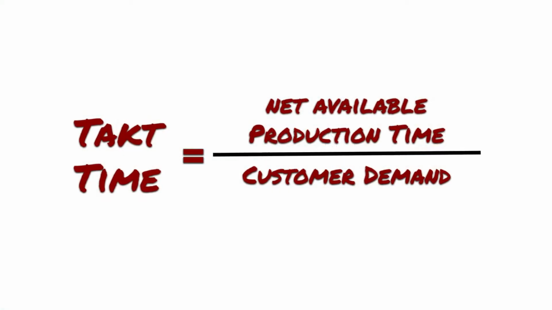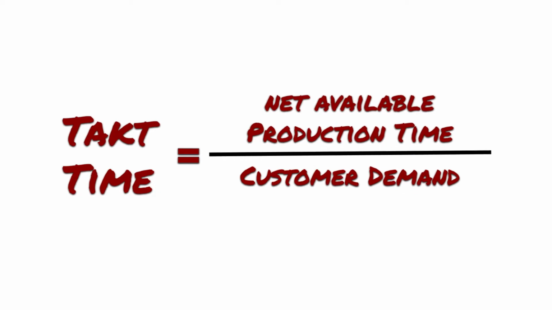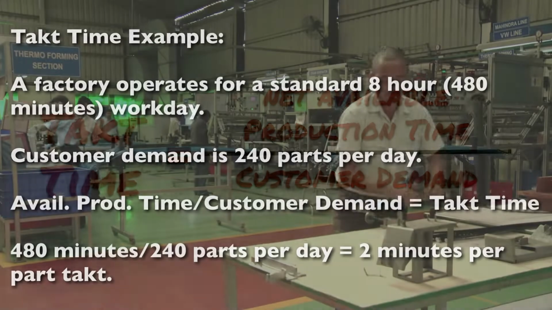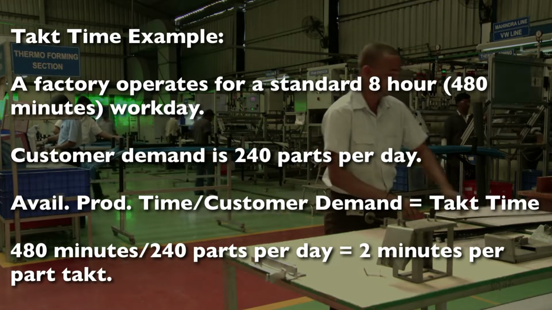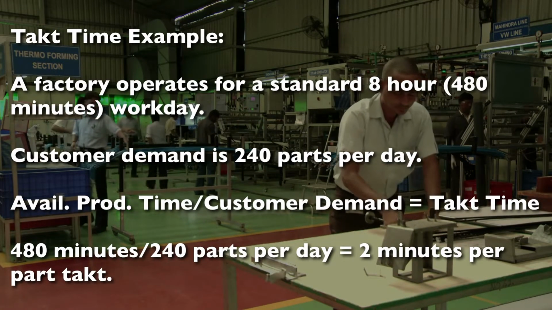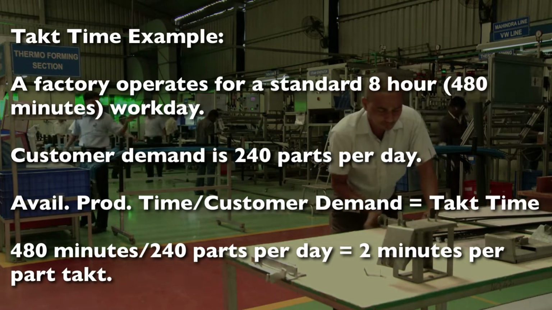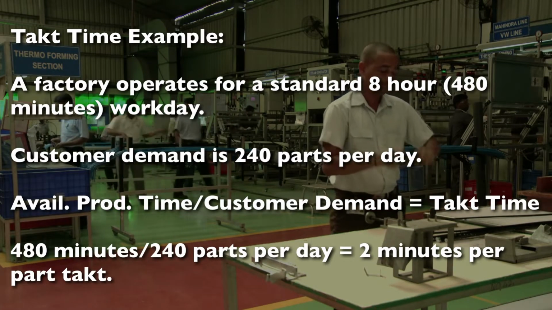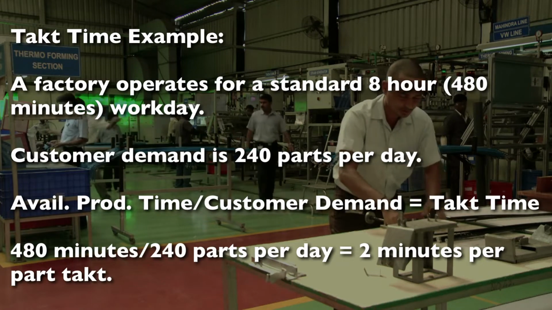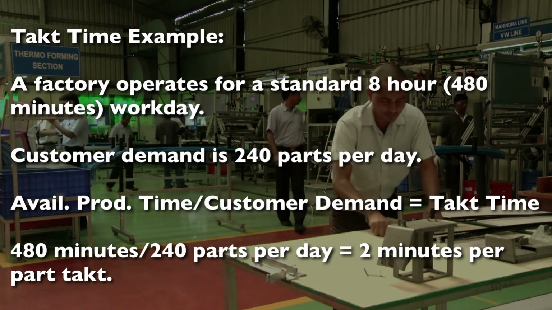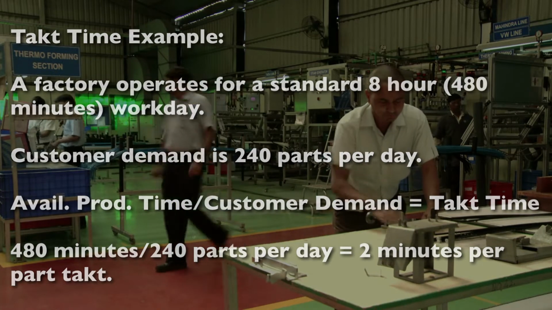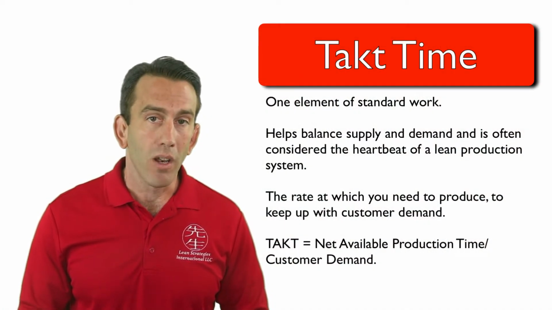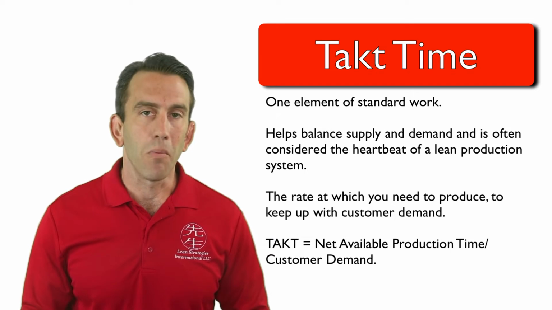Takt time is a calculation that divides the available production time by the customer demand. Here's an example. If a factory operates for a standard 8-hour workday, or 480 minutes per day, and their customer demand is 240 parts per day, the takt time would be 2 minutes per part. As you can see, takt time attempts to match production with the required customer demand.